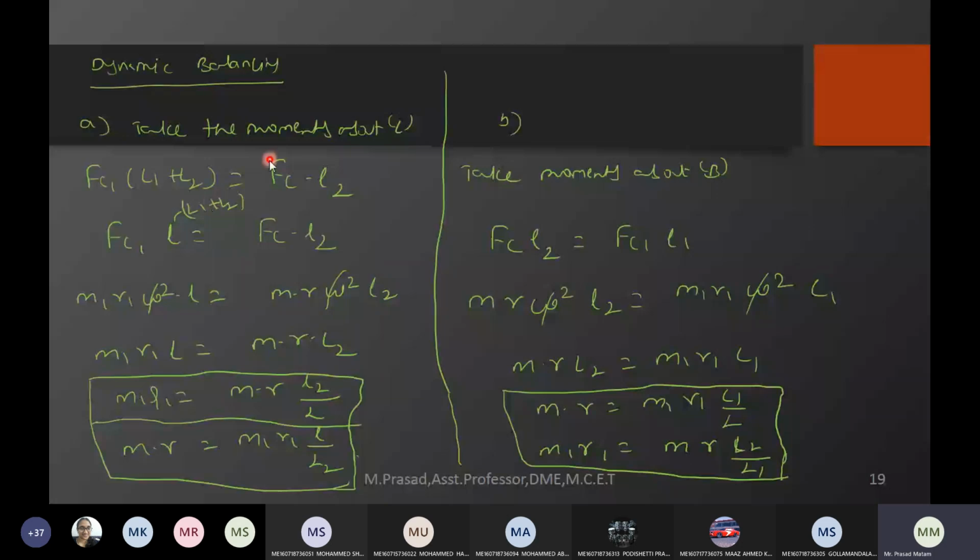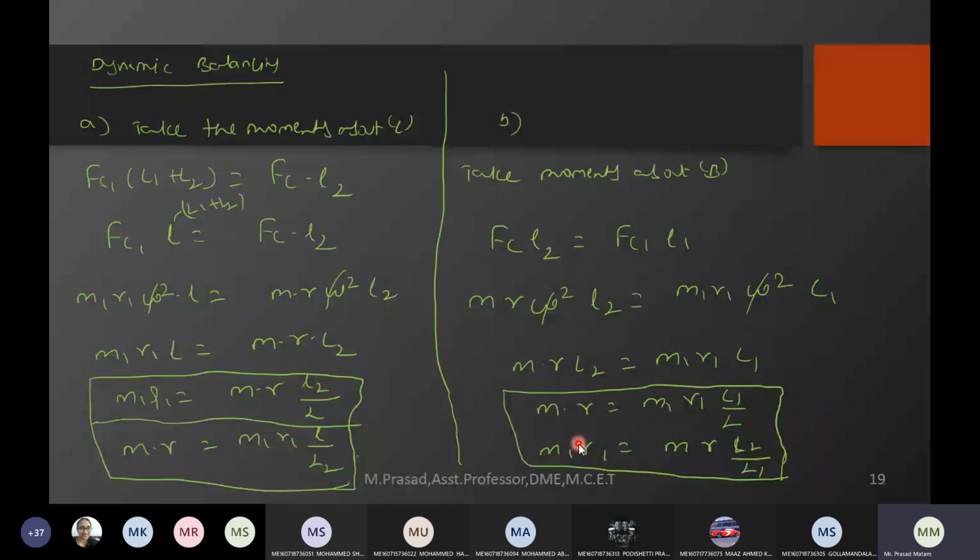With respect to moments about point C, this is the equation I am getting. Fc into (L1 plus L2) is equal to Fc into L2. On solving this equation, I am getting m1 r1 is equal to m into r into L2 by L. Similarly for case B, I am taking moments about a different point, and I am getting the values of m into r, or m1 and r1.